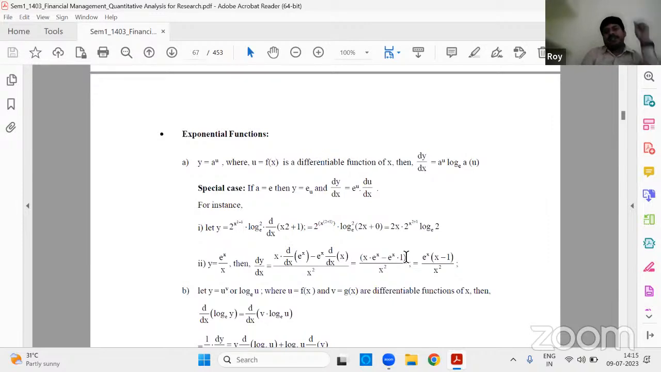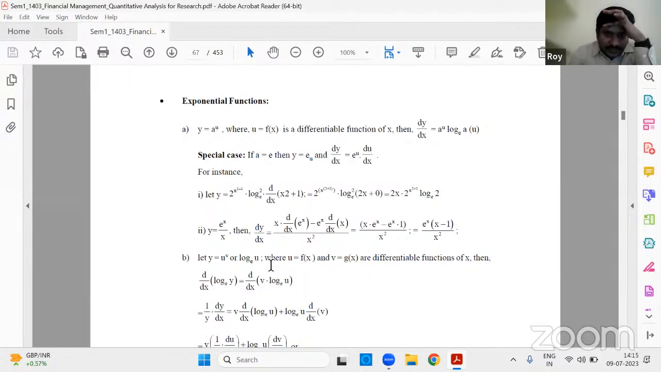Exponential functions like this: a power u, log e power a power u. For example, y is equal to a power u, where u is equal to f of x. Then what is the differential of the function of x? Then dy by dx is equal to a power u into log e power a into du by dx. This is the formula. Based on these formulas, we need to write these examples.